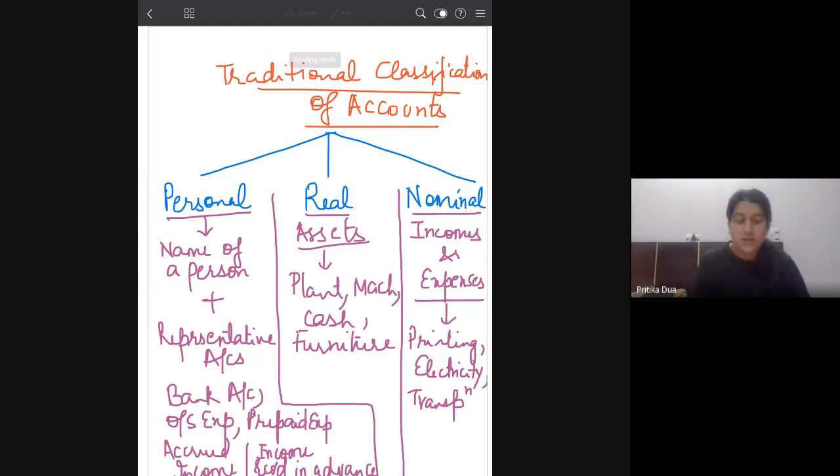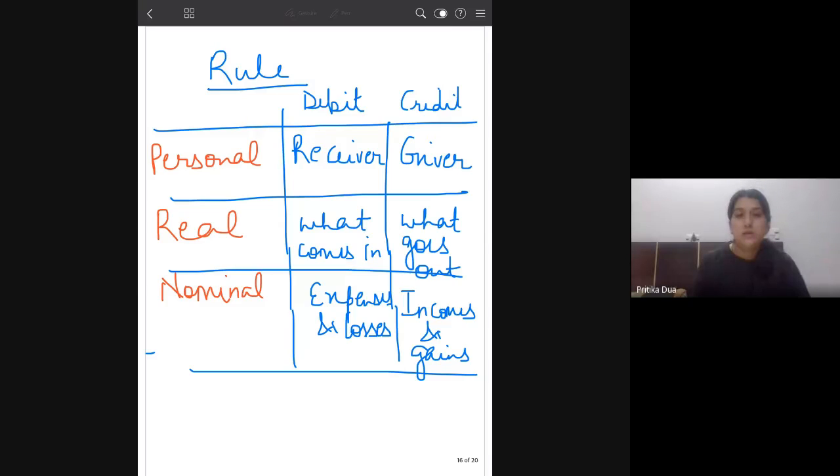The traditional classification of accounts which we discussed yesterday, and on the basis of this we have rules for debit and credit, which were: for personal account you debit the receiver, for the giver his account is credited. Under real account we debit what comes in, credit what goes out, and for nominal accounts all expenses and losses are debited while all incomes and gains are credited.